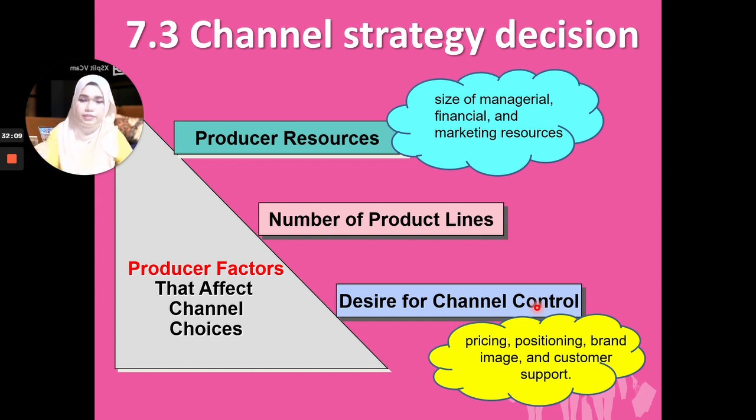remember they take title, they take ownership of the product. So you will not be able to control the price of the product anymore. By the time it reaches the customer, you do not know whether the price can be very high or very low. So if the producer would like to control the pricing, the positioning, the brand image, and also some of the customer support, typically you will use the direct channel, right?